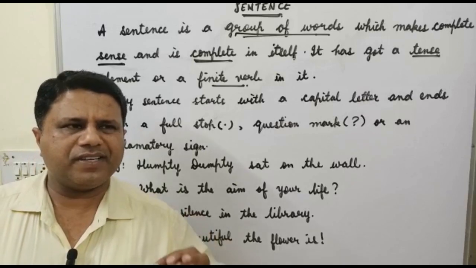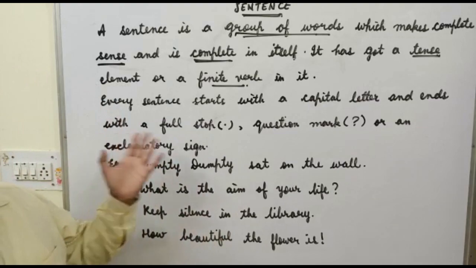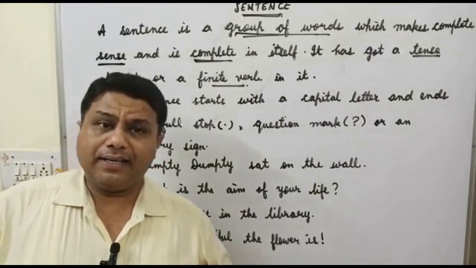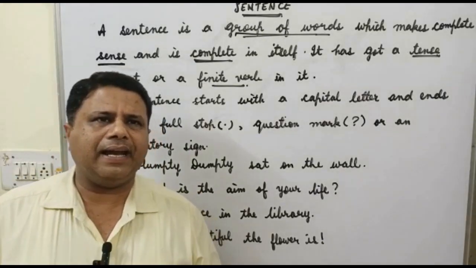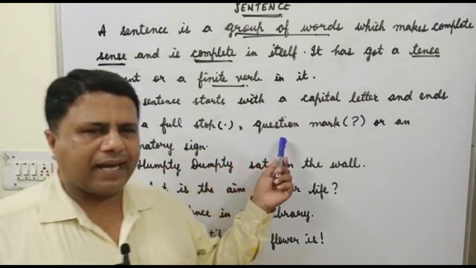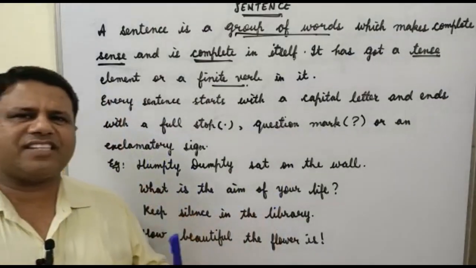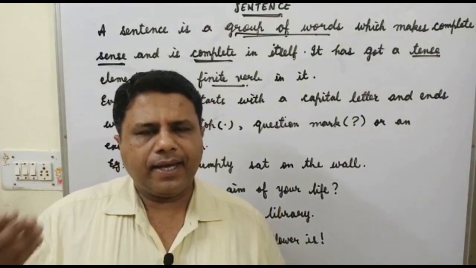The first word of a sentence will always be a capital letter. So every sentence starts with a capital letter and ends, and it has to end somewhere. And how can a sentence end? It will end with a full stop, or it can end with a question mark, or it can end with an exclamatory sign. So something has to come at the end.